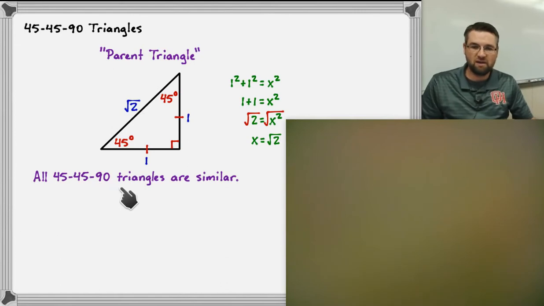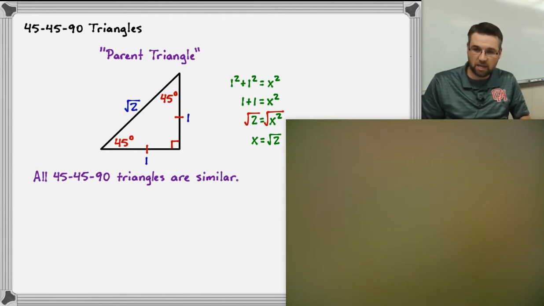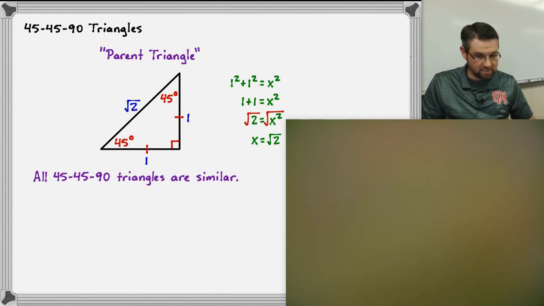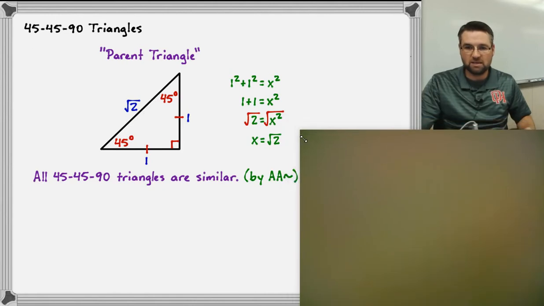All 45-45-90 triangles are similar to each other. And in the last lesson, we talked about similarity and how to deal with similarity. So if I have another 45-45-90 triangle, then I can find all the missing side lengths by comparing it to the parent triangle, okay? So go ahead and write this down. Pause the video if you have to, but push play and let's see where we end up when you're ready. Okay, and we'd say by AA similarity. We didn't really get into that this year, but that's okay. We just know that this triangle is going to be similar to all other triangles that have 45, 45, and 90 as their angles.